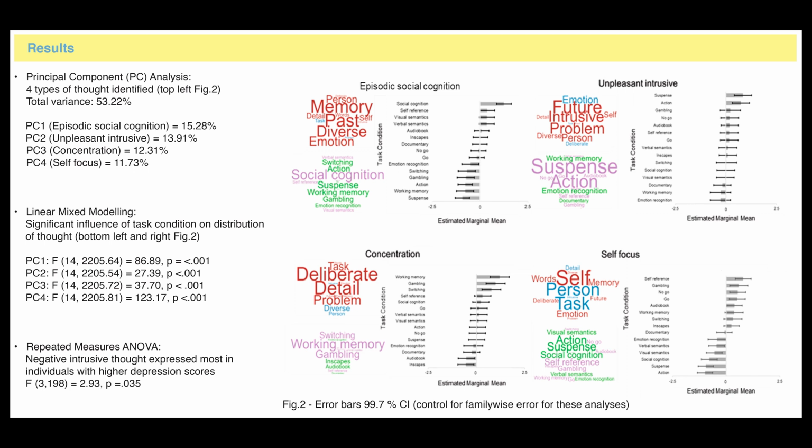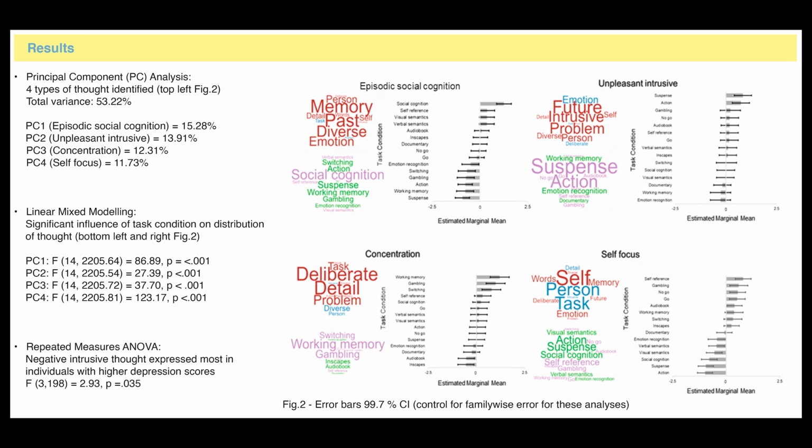We then applied linear mixed modelling to the data to explore if thoughts were expressed differentially as a function of task context. We found that participants' thoughts significantly varied across the different task contexts. This is shown here in the bottom word clouds and graphs in Figure 2, which represent the extent to which each thought type was expressed in each task context. Please note, in these word clouds, lilac represents a positive association and green negative.